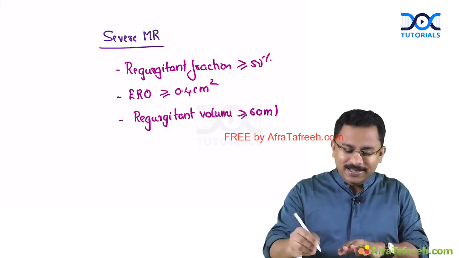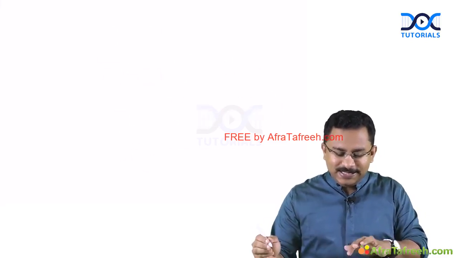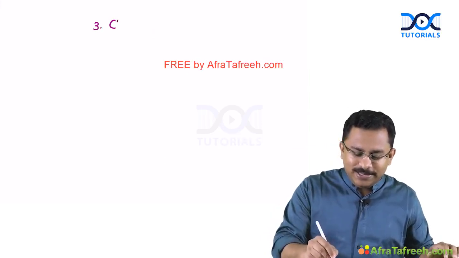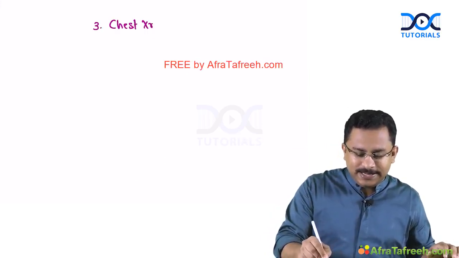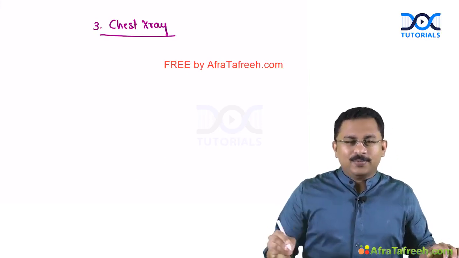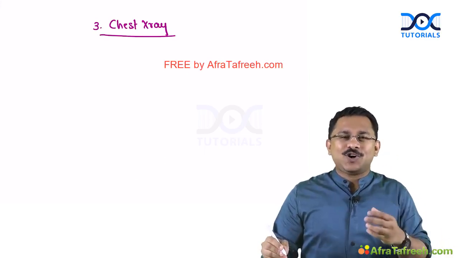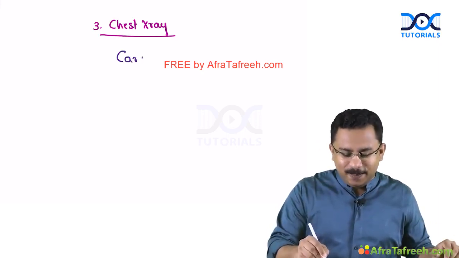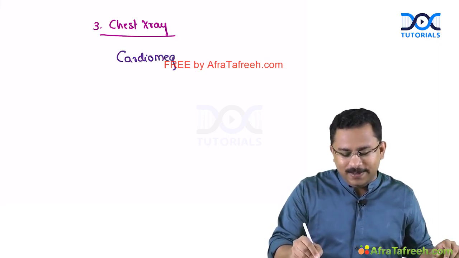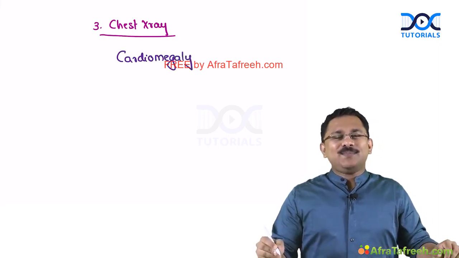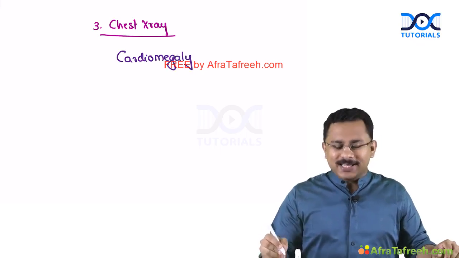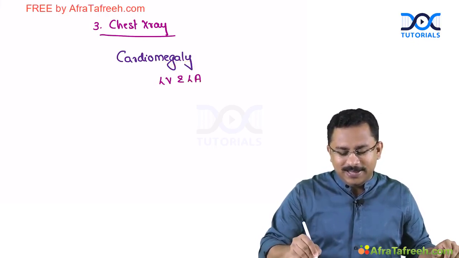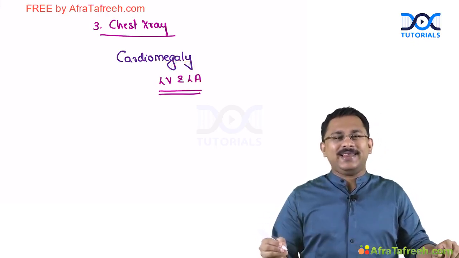So we have seen regarding the ECG findings. We have seen regarding the echocardiography findings. Third one about the chest X-ray. Well, chest X-ray, what is the most common finding that you are going to expect? Definitely it is the cardiomegaly. So cardiomegaly commonly results from the enlargement of the LV and the LA. It's commonly a sequelae of the LV and LA enlargement.